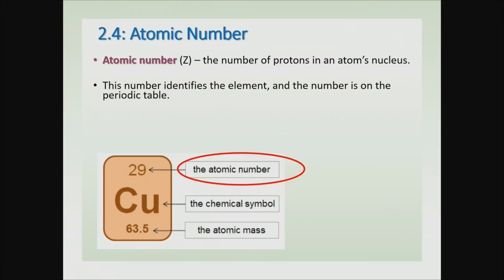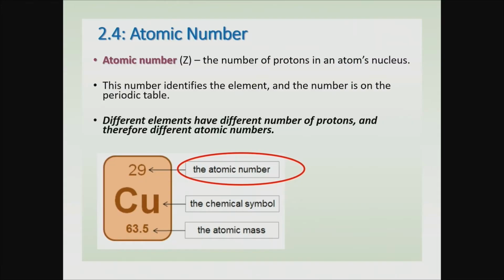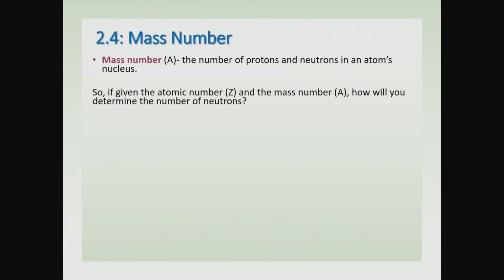For example, hydrogen has the number 1 in its box in the periodic table, so it has an atomic number of 1, and that indicates that all hydrogen atoms have 1 proton. Helium has an atomic number of 2, and therefore it is a different element because it has a different number of protons. Lithium is a different element, so it has a different atomic number. It has atomic number 3, so it has 3 protons. In this example here, we have copper, which has an atomic number of 29, which indicates that it has 29 protons.